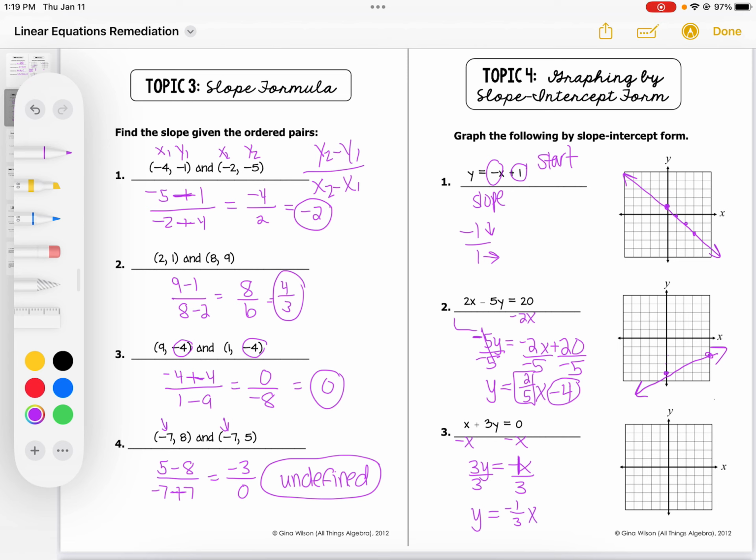This line starts at 0, 0. That's the origin because it doesn't have a clear y-intercept. It's 0. And you would go down 1 and over 3 to get to your next point.